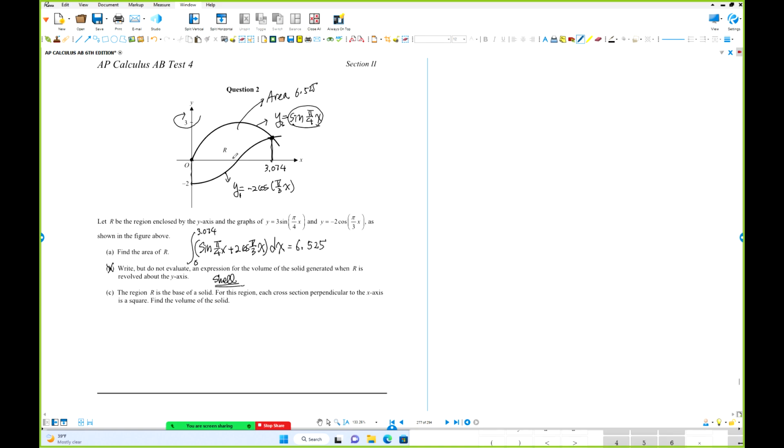Each cross section perpendicular to the x-axis. When you cut this way, perpendicular to the x-axis, this is the base length. The cross section is actually a square, right? It looks like this, a square over here. That's the square, and we are going to build this one.